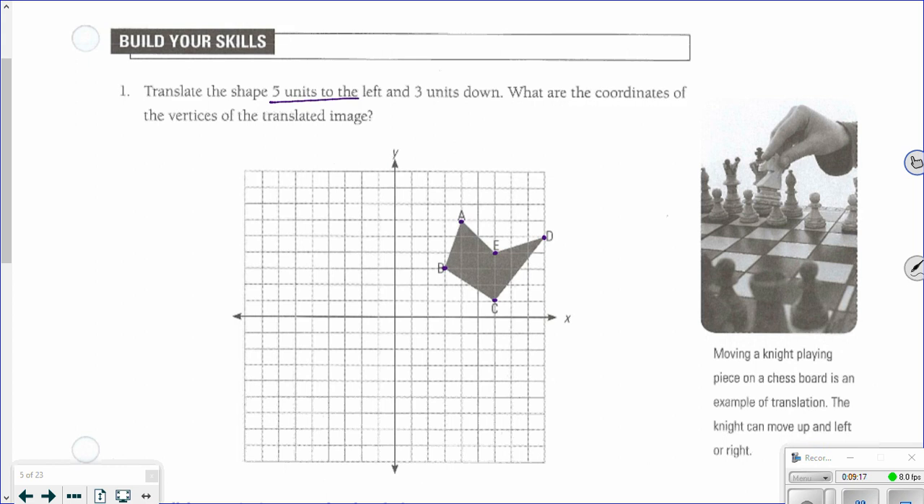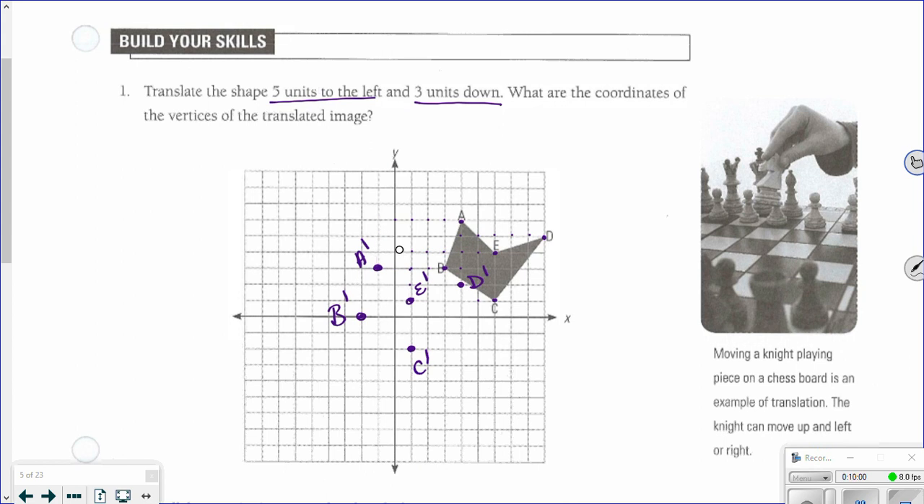So this one says 5 units to the left, 3 units down. So each one of my vertices is going to move 5 to the left, 3 down. So 1, 2, 3, 4, 5, 2, 3 down. This is going to be B prime. 1, 2, 3, 4, 5, 1, 2, 3. A prime. C prime. D prime, and then E prime.